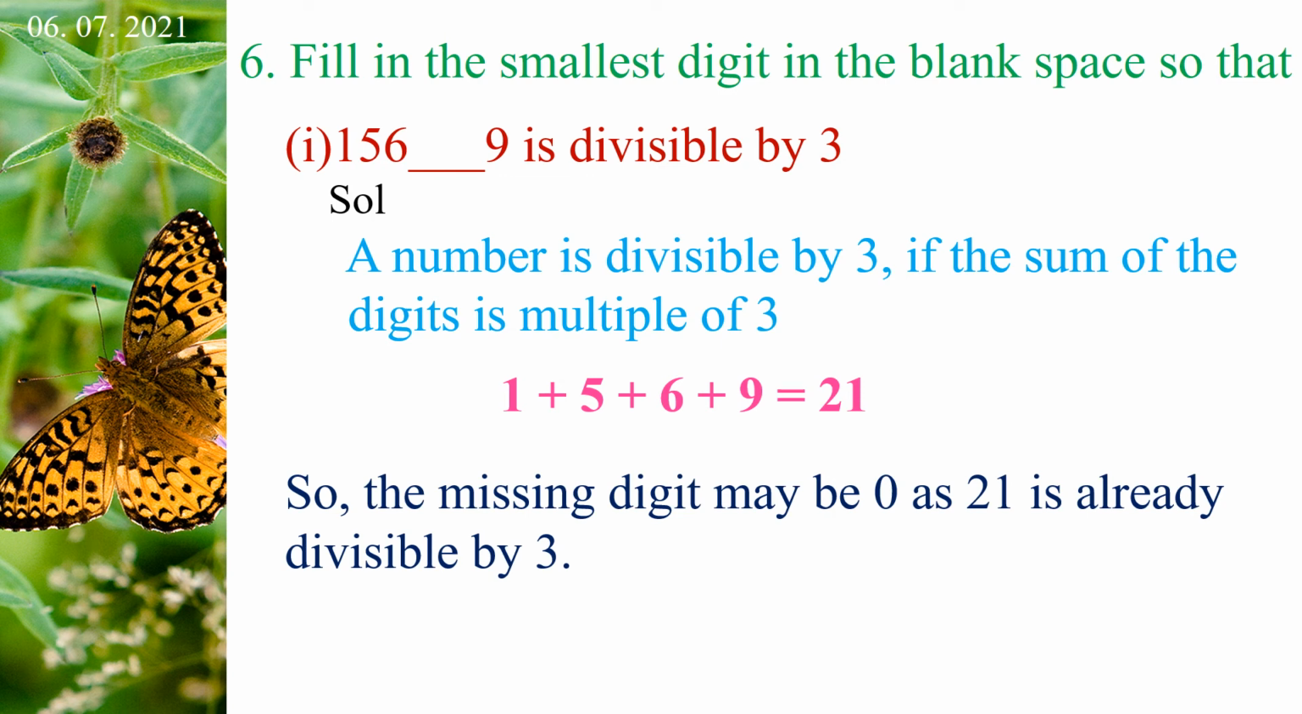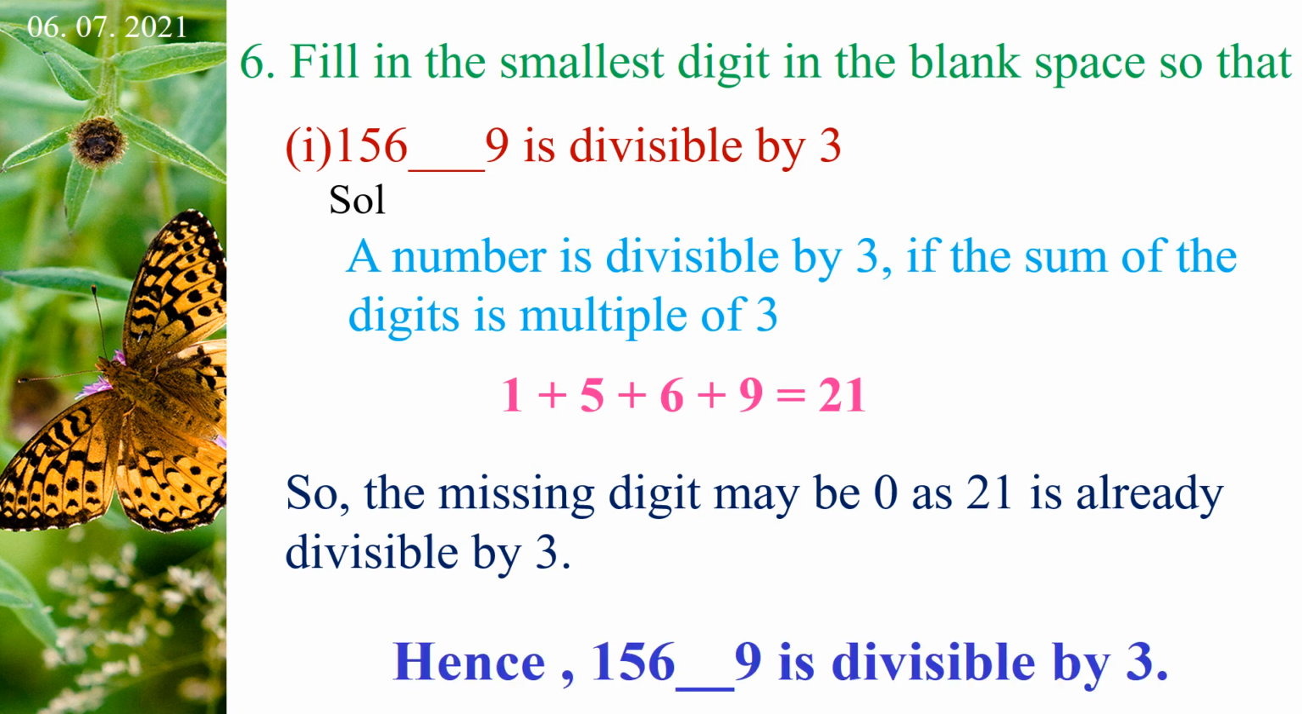Okay children, the missing digit may be 0, because here we consider 0, 3, 6 and so on. Here we want to insert the smallest digit only. So the missing digit is 0. Therefore, 15,609 is divisible by 3.